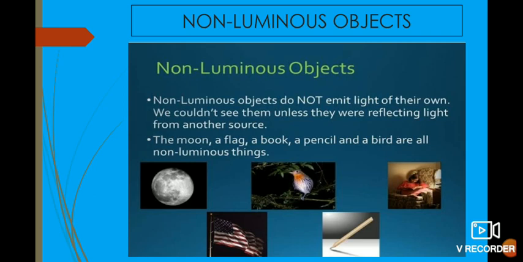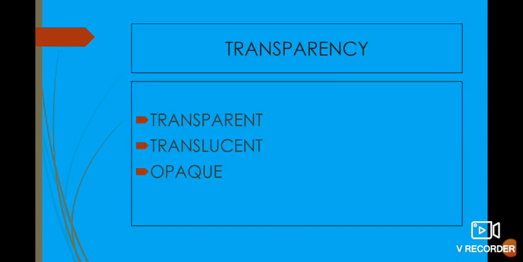How can moon be a non-luminous object? Have I written wrong? No, it is correct. Moon is a non-luminous object. Though it gives out moonlight, it is a non-luminous object. Why? Because it is not giving its own light. It is just reflecting the light which it has obtained from the sun. That is why moon is also a non-luminous object. And so are the bird, the pencil, the flag, all of these are also non-luminous objects.